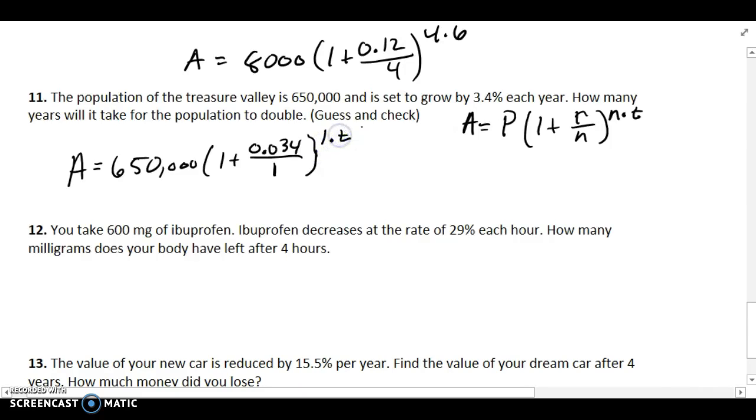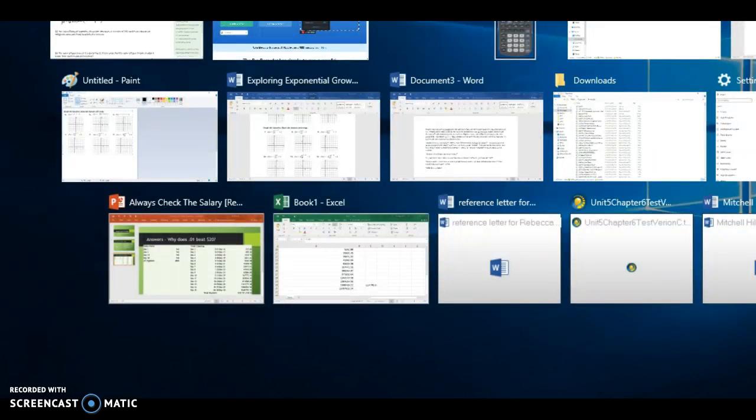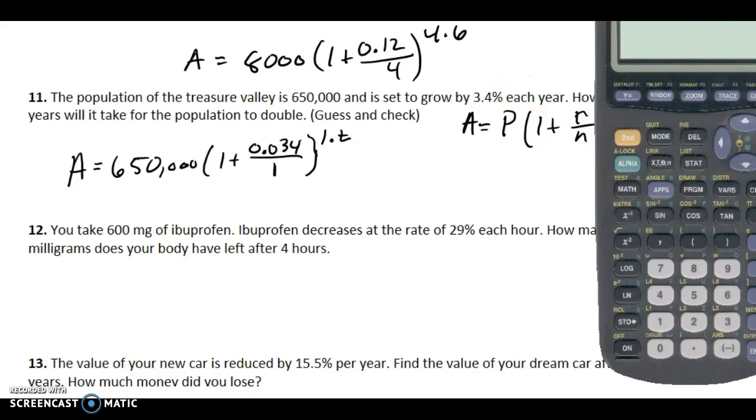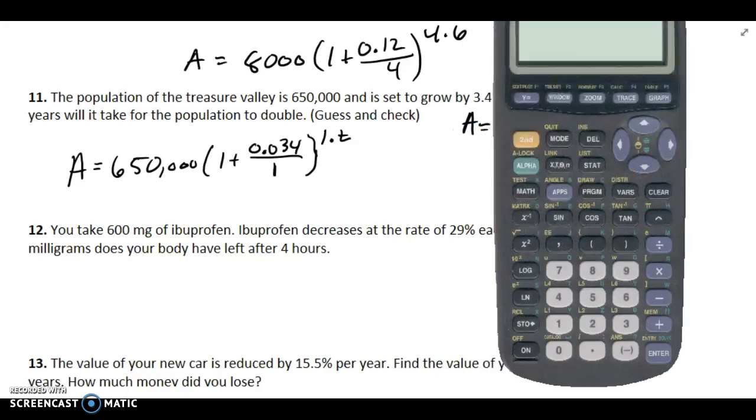Now we don't know what t is, because they ask us how many years will it take for the population to double, and so we're going to have to use our calculator here. So let me get the calculator out, and then let's work with that. Okay, so here's the calculator, and we want to double the population.